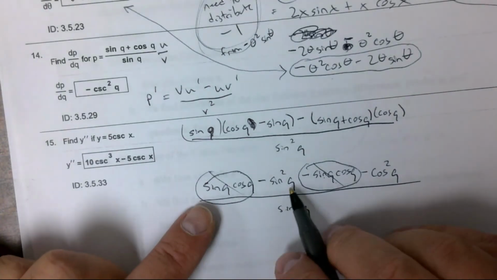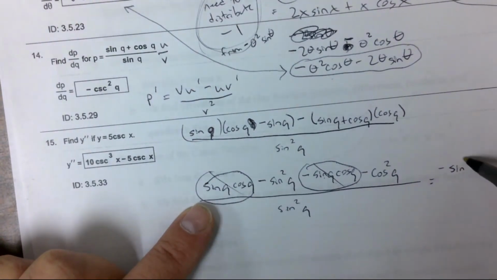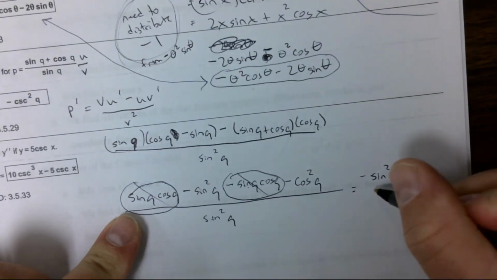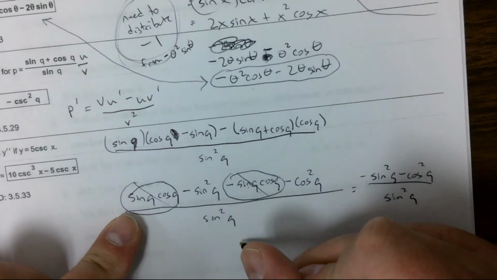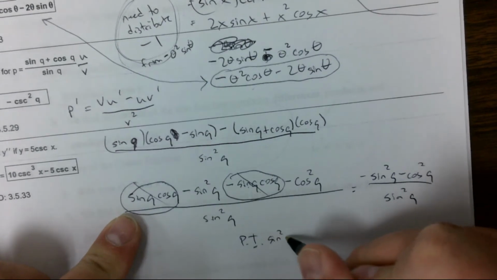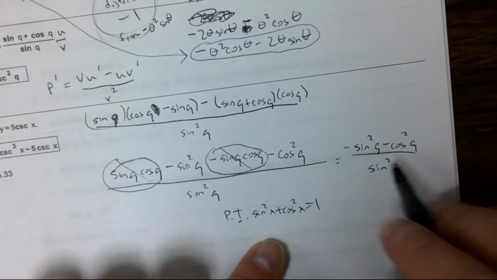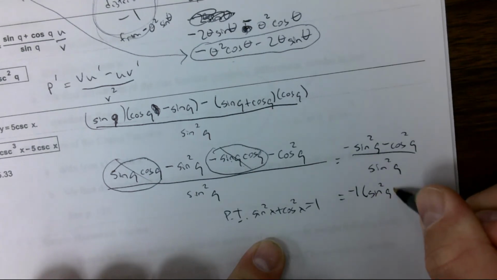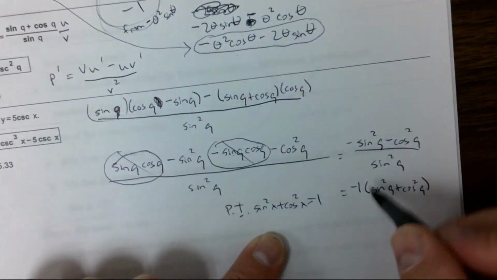Now, in our numerator, we have negative sine squared q minus cosine squared q. What I would do at this step is remember your Pythagorean identity, which is sine squared x plus cosine squared x equals 1. So if we factor out a negative 1, we're going to get sine squared q plus cosine squared q over sine squared q.